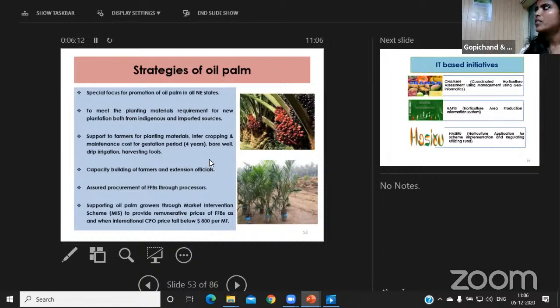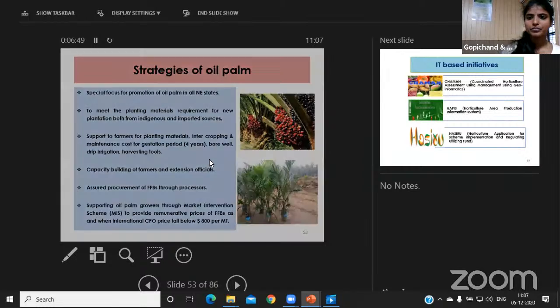In the strategies for oil palm, special focus is given to promotion of oil palm in northeastern states, and also to meeting the planting material requirement from indigenous and imported sources. They provide support to farmers through planting material, intercropping in coconut gardens and oil palm farms, maintenance during the gestation period of 4 years, borewells, drip irrigation, and harvesting tools, capacity building of farmers and extension officials, assured procurement of fresh fruit bunches through processors, and supporting oil palm growers through market interventions.